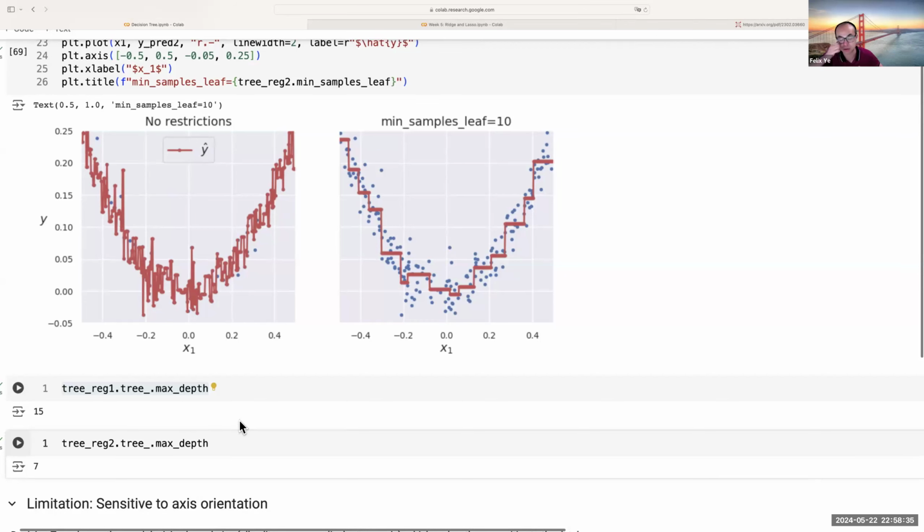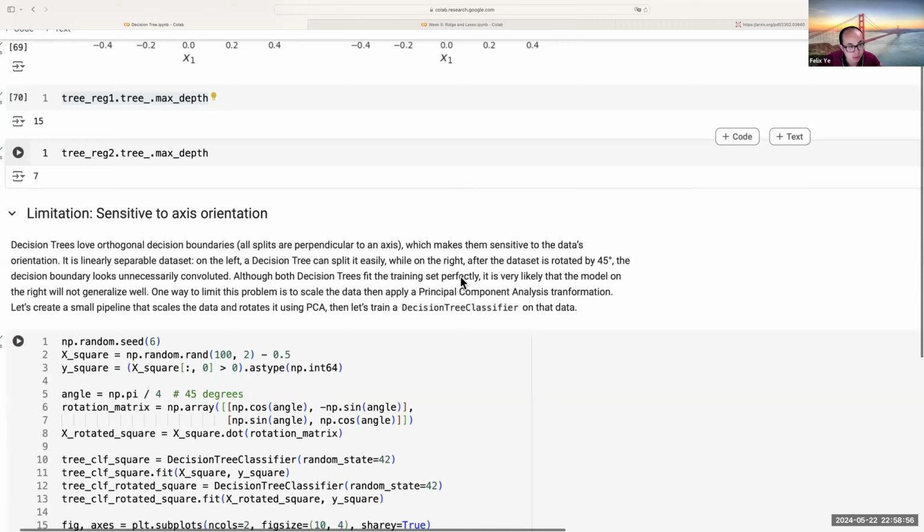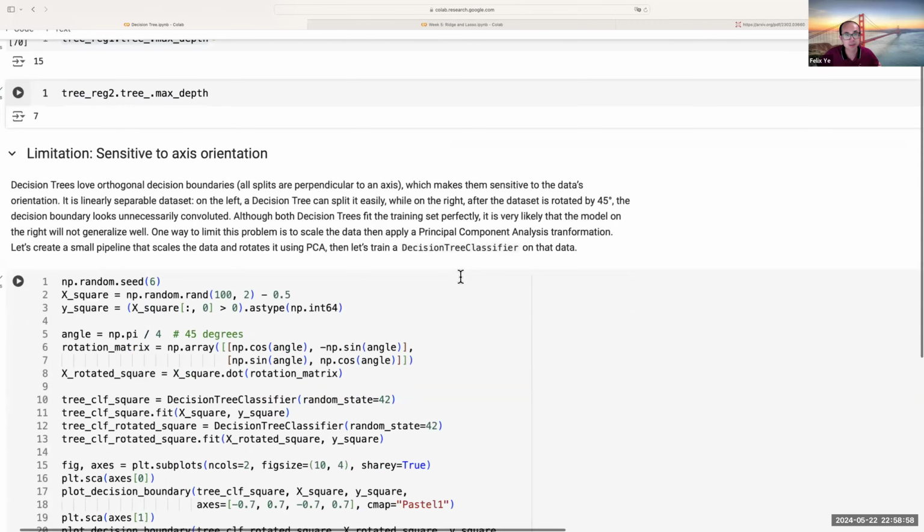regularization, right? With the 7 maximum depth, it actually fits the data very well, much better than with only 3 layers, and also much more reasonable than 15 layers. However, there are other issues in the decision trees here. One of the issues is that decision trees only choose these kinds of orthogonal decision boundaries.